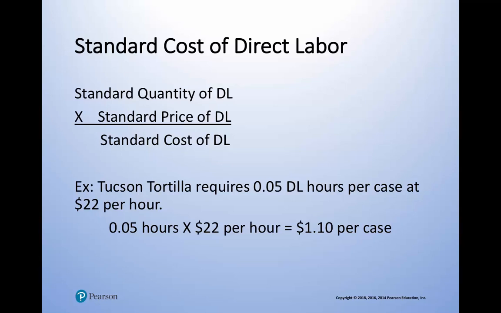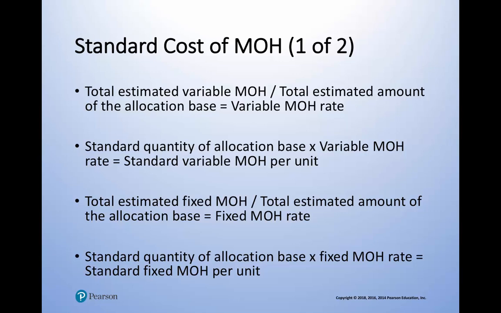So that would be our second line. Our quantity is 0.05, and our cost is $22. Next we have our standard cost of manufacturing overhead, and we get a little wordy here on this slide. But we basically have our total estimated variable manufacturing overhead divided by our total estimated amount of our allocation base. So what does this sound like? Predetermined overhead rate. But here, we're going to break it down between variable and fixed.